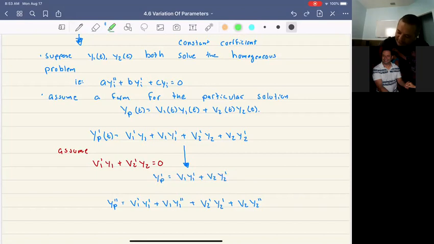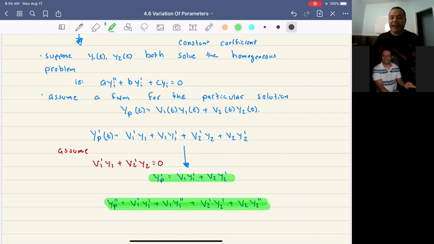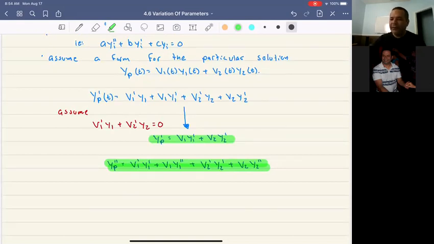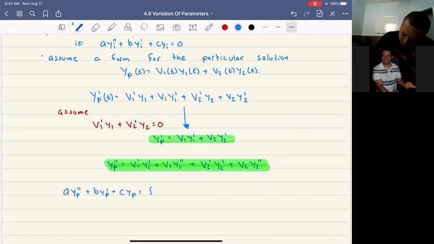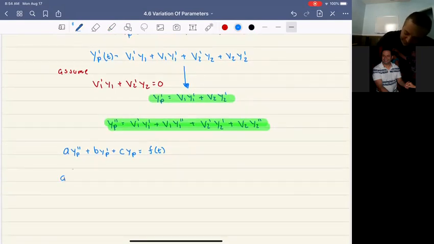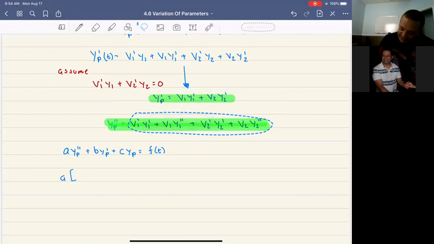Here is our yp prime that we're going to use, and here is the yp double prime that we're going to use. Now we're going to plug these back into the original equation, that is a yp double prime plus b yp prime plus c yp equals f of t. So that's going to be a times this baby right here.